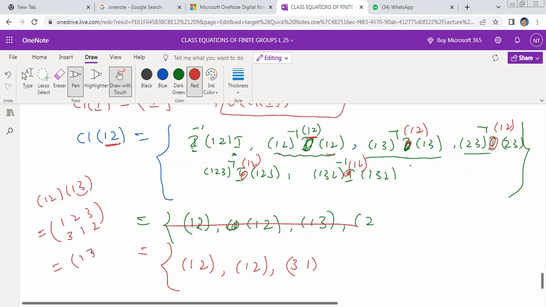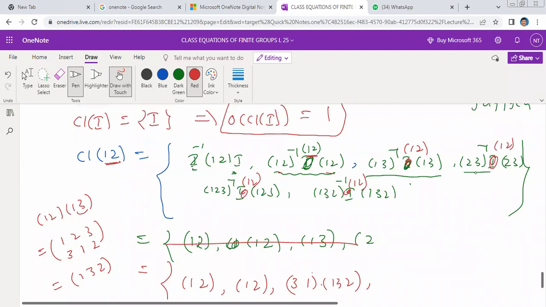What is the permutation here? 1 goes to 3, 3 goes to 2, so 1 3 2. Am I right? Is 1 3 2 correct, or is something wrong? 1 3 inverse 1 2 1 3. Correct enough? If you are okay, I can write it. It is 1 3 2. Yeah. Next one.